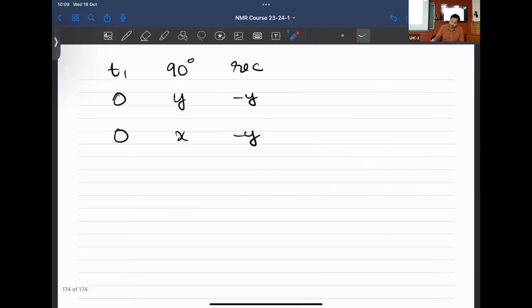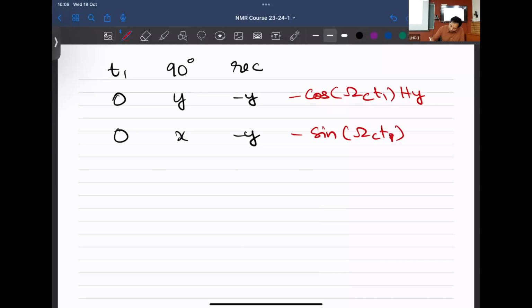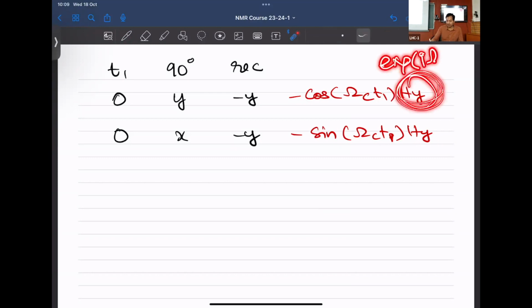Okay, with this example being done, what were you able to get? Let me write it. In the first scan, you got cos of omega c T1 times HY, rather minus HY, minus sine of omega c T1 HY. And from the HY, you will anyway get the complex part, which will be e to the power i omega h T2. Therefore, you do two scans for every indirect dimension point to get the quadrature of the indirect dimension.